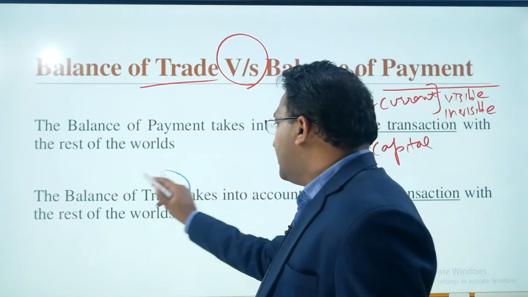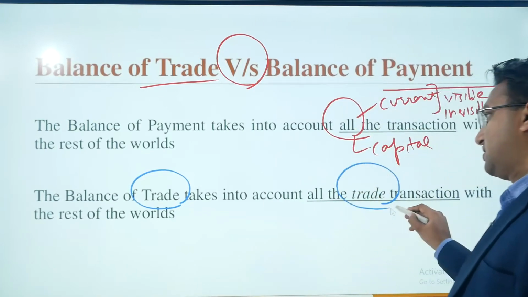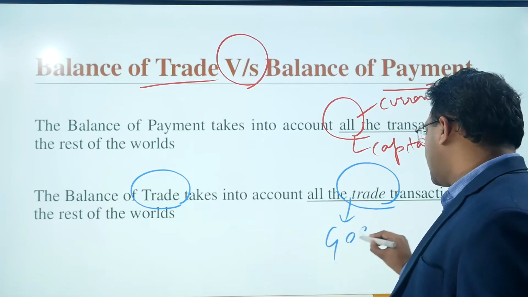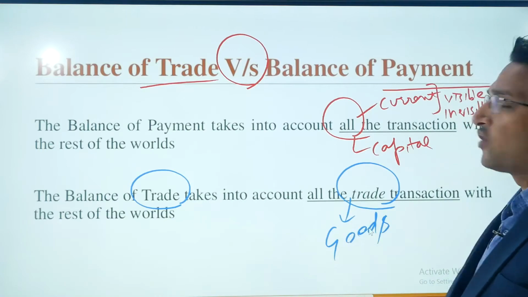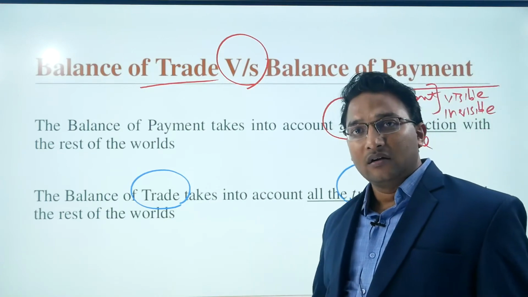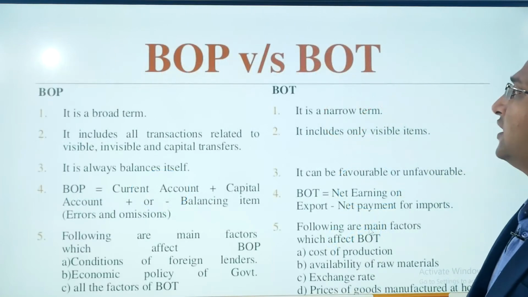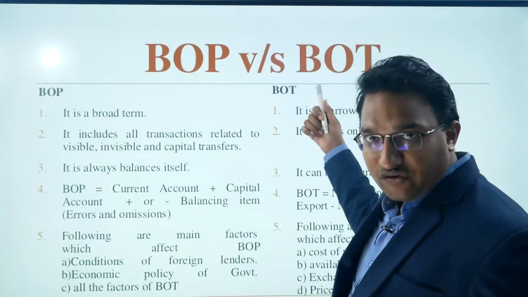The balance of trade takes into account all the trade transactions with the rest of the world. So here the trade of goods, that means the import and export only, right? So balance of trade is a component of the balance of payment. So here we can see the difference between balance of payment and balance of trade.